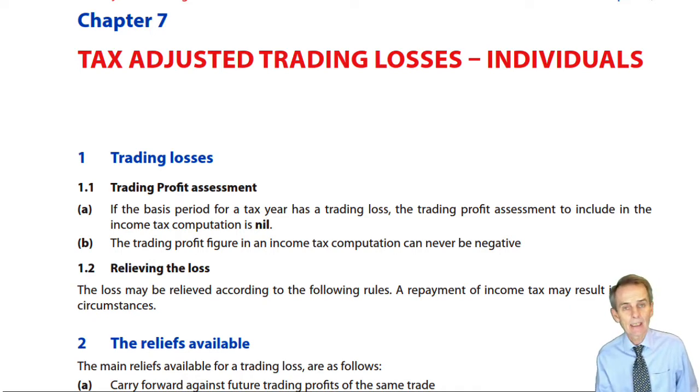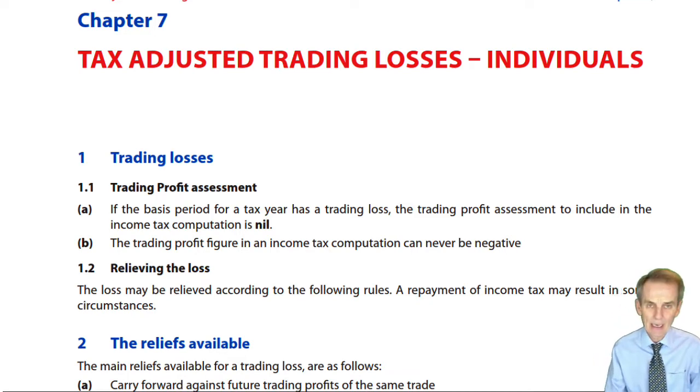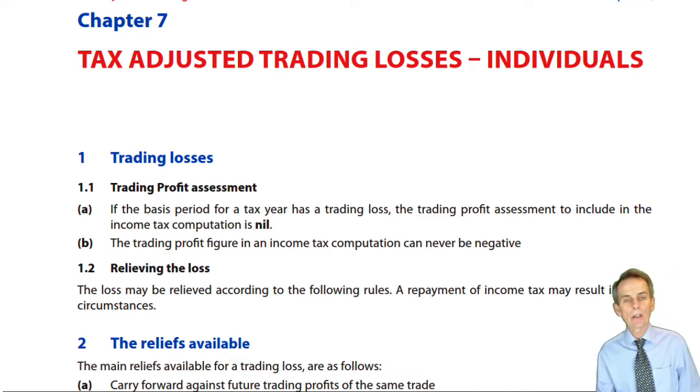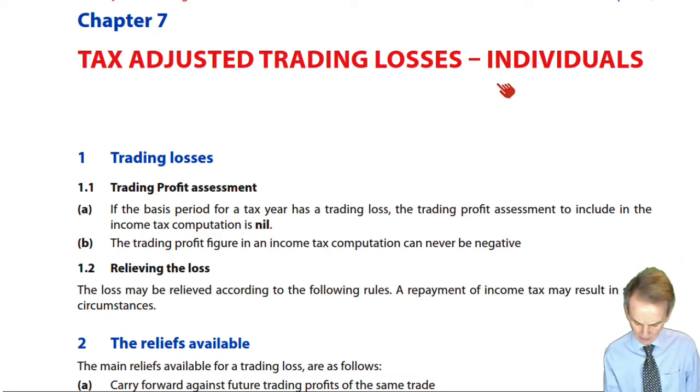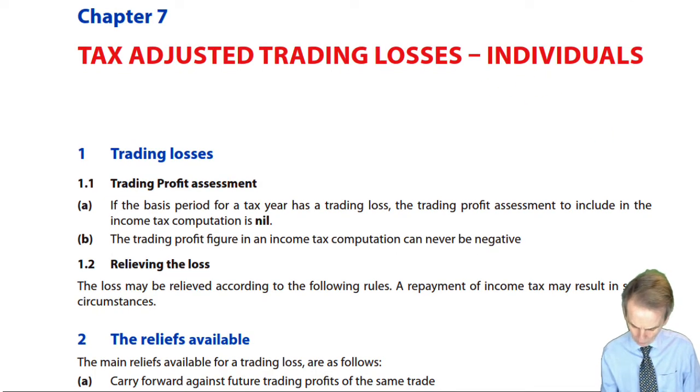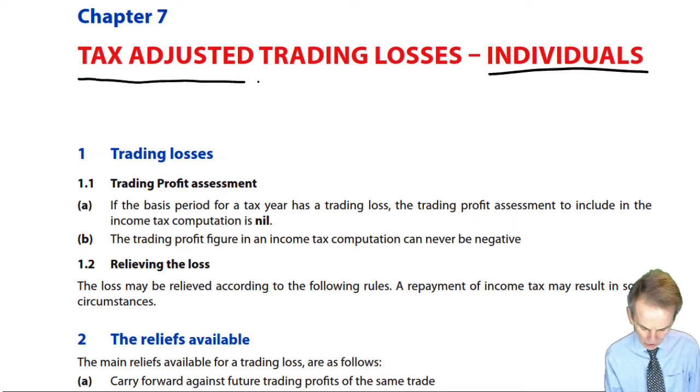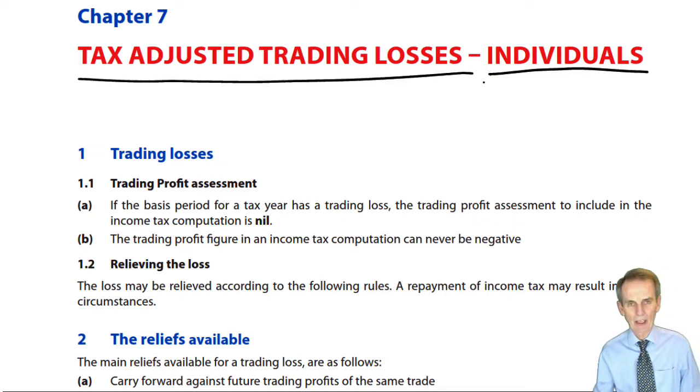It is instead a tax-adjusted trading loss. So it's here now in Chapter 7 where we deal with unincorporated traders, i.e. individuals here, and we establish for that individual, firstly, what tax-adjusted trading loss has arisen, same as you did in Chapters 4 and 5, adjustment of profits.